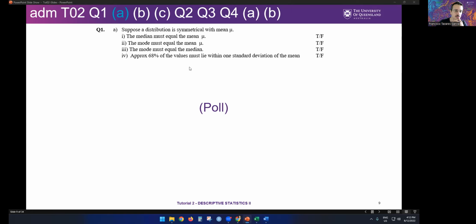So let's try to think about this. If you feel like opening your mic or sending a chat, I can see the chat. Yes, it is. Is it plus or minus 1 SD? Exactly. Approximately 68% of the values must lie within 1 standard deviation. Oh, wait. Actually, no, must lie within 1 standard deviation. No, yes, of the mean. I'm sorry. Yes, 1 standard deviation of the mean.